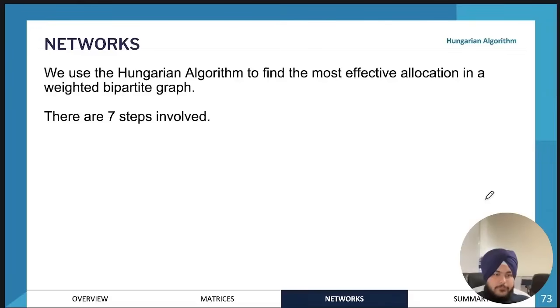Okay. So now we'll be looking at the Hungarian algorithm. The Hungarian algorithm has 7 steps involved. And why do we use the Hungarian algorithm? It's because sometimes we have a certain time associated with a certain task.